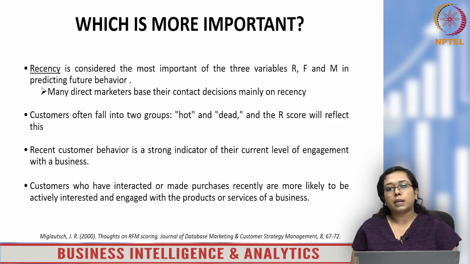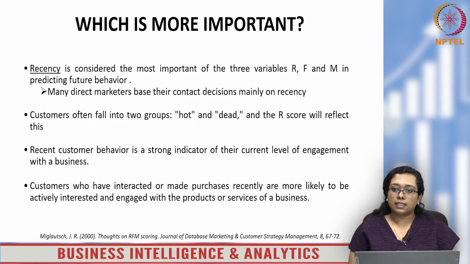So many direct mail marketers base their decisions mainly on recency. So customers can be divided into 2 groups, which is hot and dead. So you guessed it right. Hot means customers who have high recency values, or customers who have come recently to the business to purchase something. And the dead group customers are those who have a very low R score. So those are hot and dead customers.